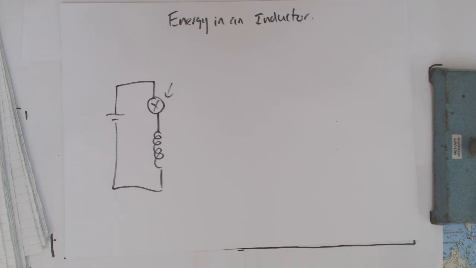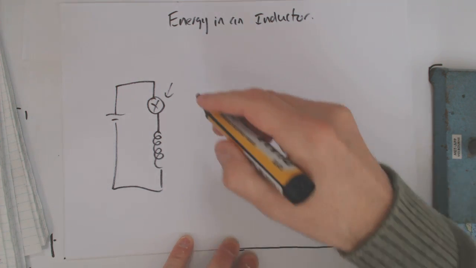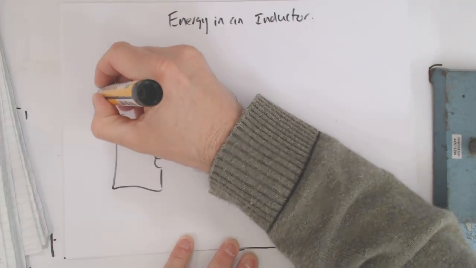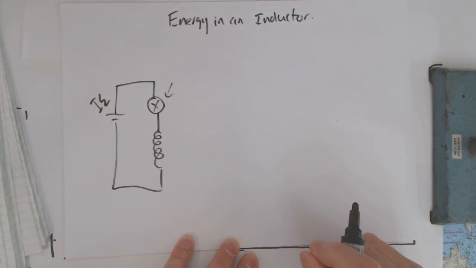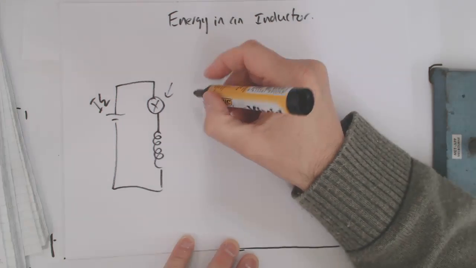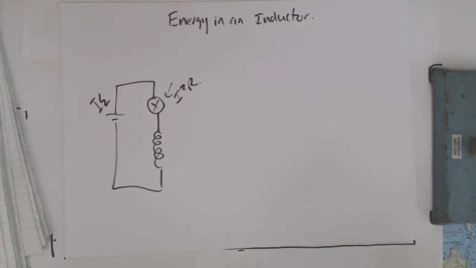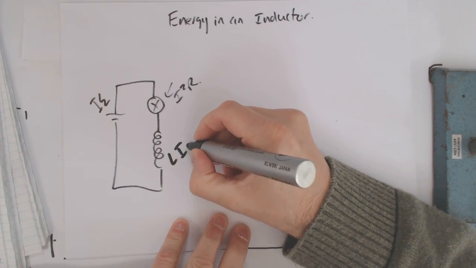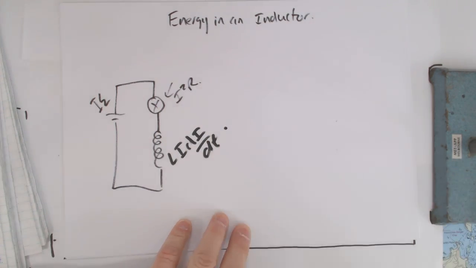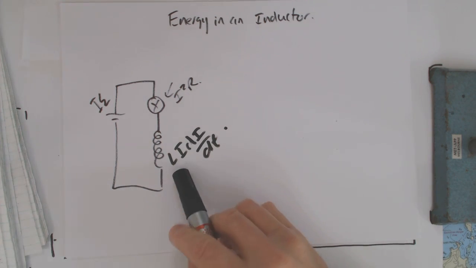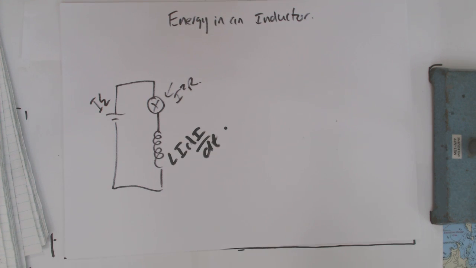From a power point of view, and I won't prove this, the power from the battery is just I times E, right? It's just volts times amps. The power in the resistor is I squared R, and the power in the inductor is just going to be L i di/dt. That's saying that the power is equal to the inductance times the current times the rate of change of the current. So when the inductor stops producing a voltage, which is when di/dt equals 0, then that whole power is going to be 0.